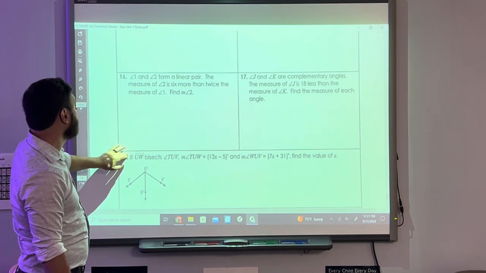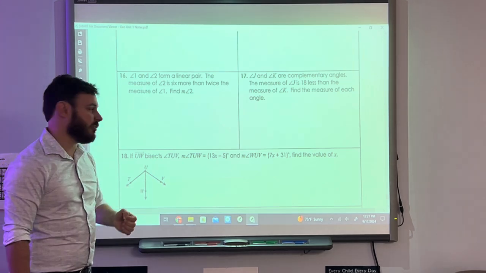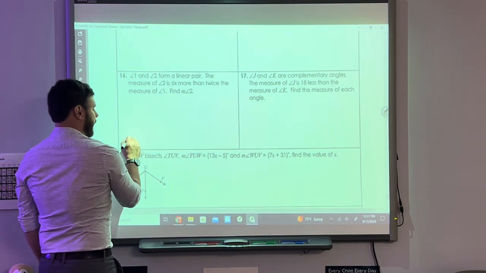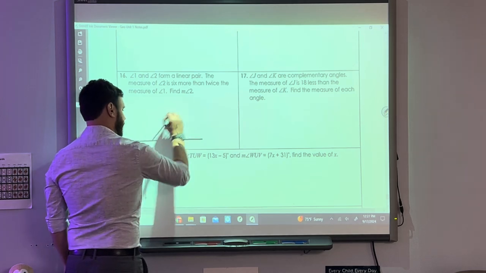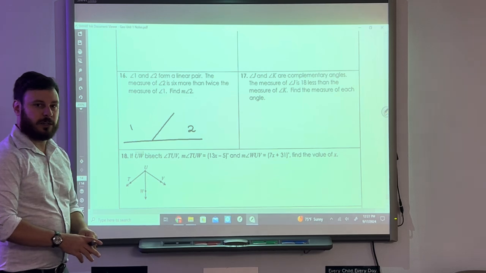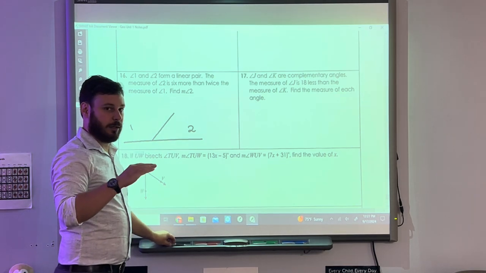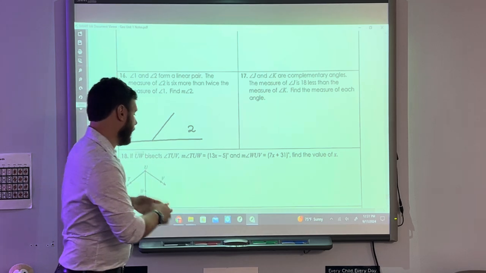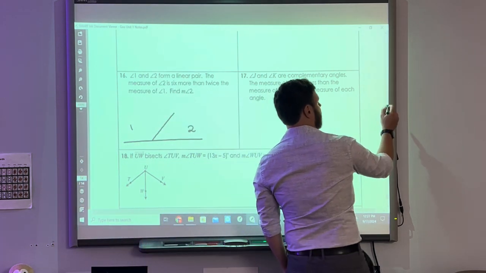I want to spend time doing questions like 16 and 17, because these are confusing. 1 and 2 form a linear pair. So that means we have two angles, angle 1 and angle 2. And they make a linear pair. So they sit on the same line and they're next to each other and they're both worth 180 together. Now this sentence is confusing.